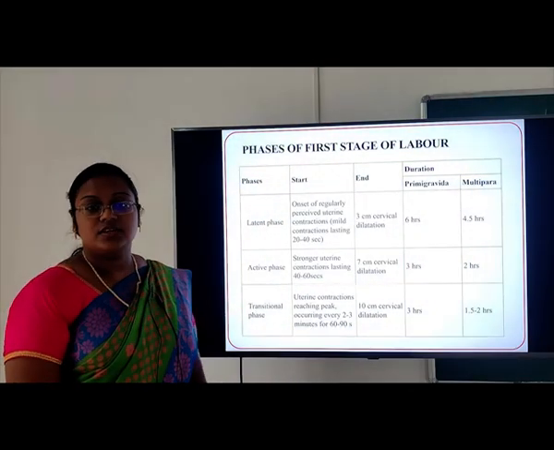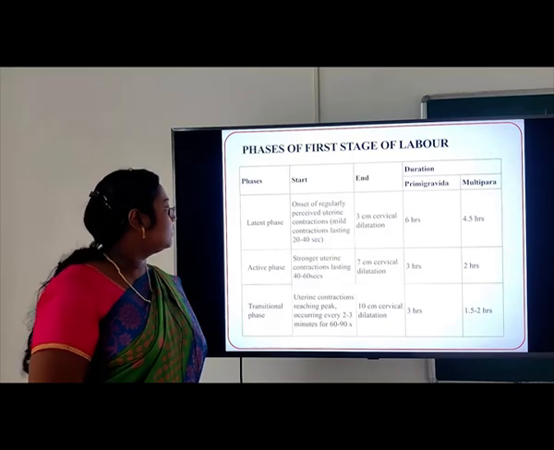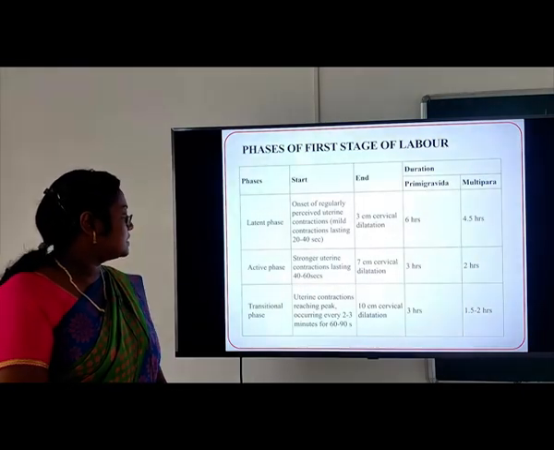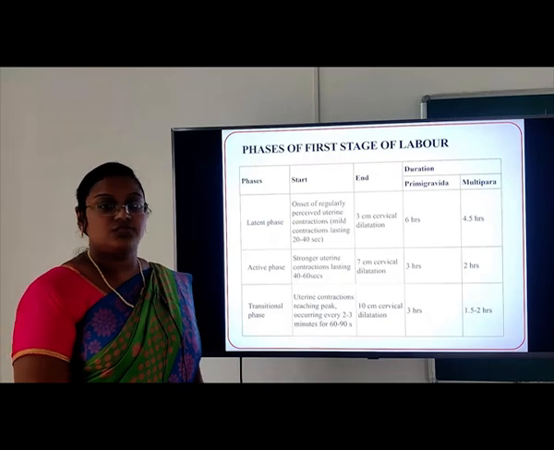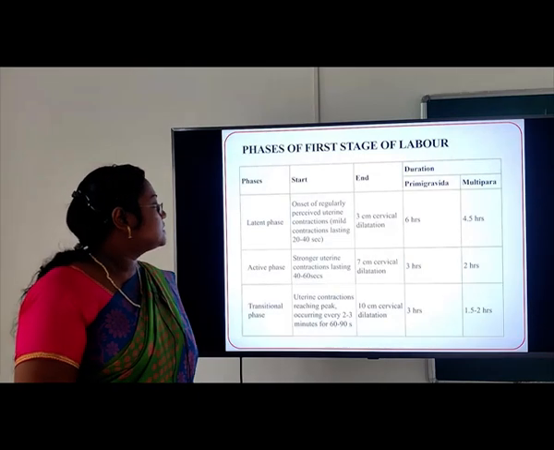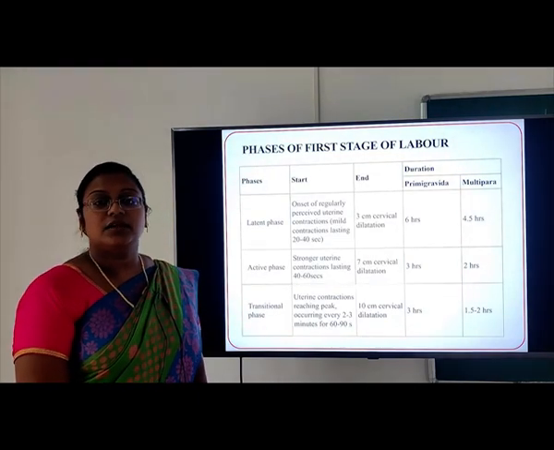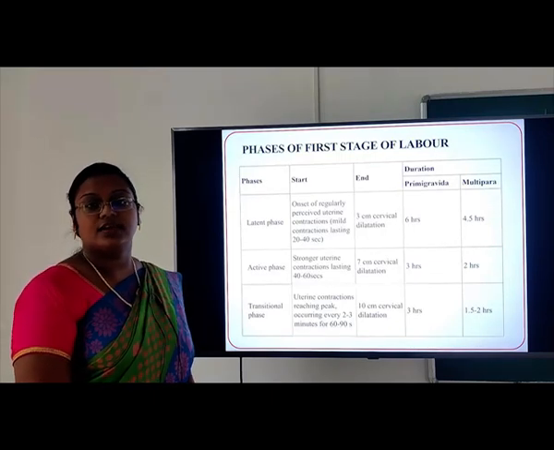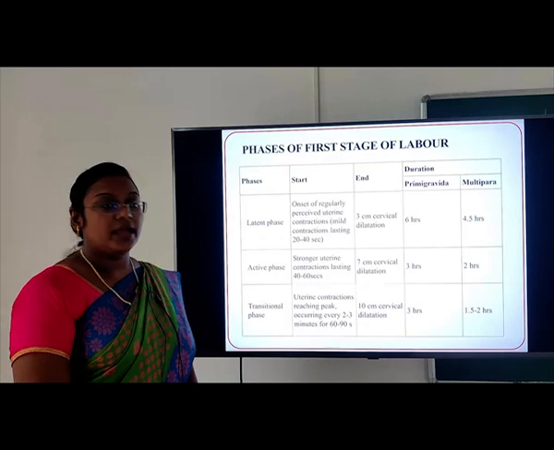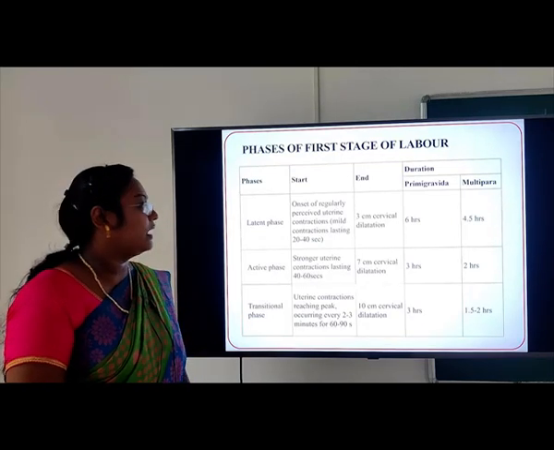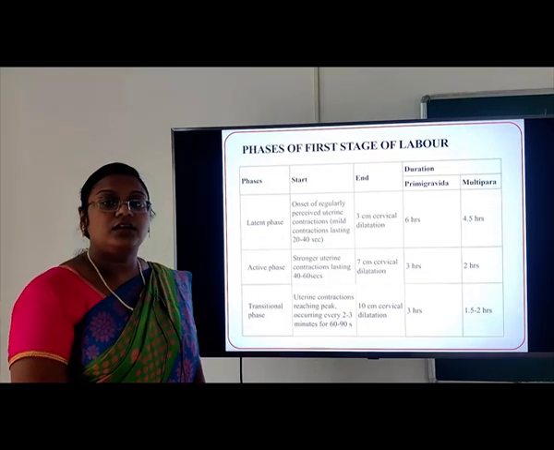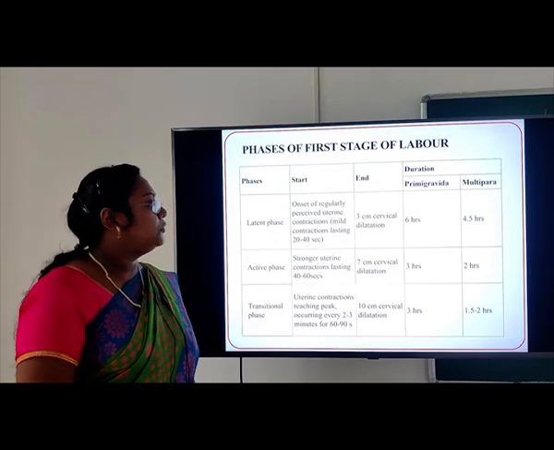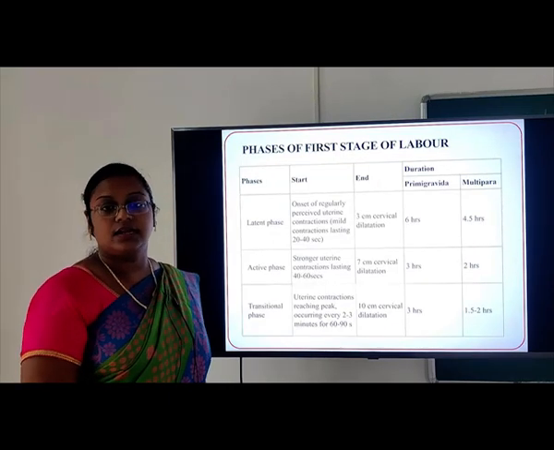And now, the phases of the first stage of labor. There are 3 main phases in the first stage of labor: the latent phase, the active phase and the transitional phase. Okay. The latent phase is mild contraction. Because of this mild uterine contraction, the mother may experience mild pain at regular intervals, and this pain may last for 20 to 40 seconds, up to 3 centimeter of cervical dilatation.